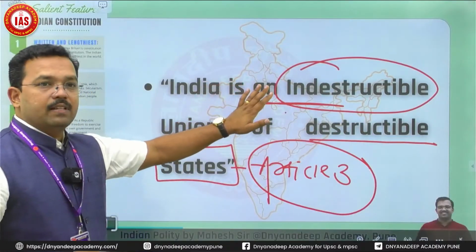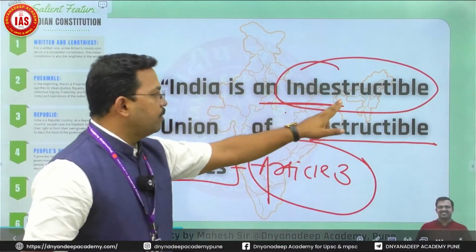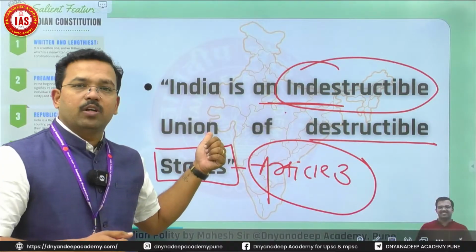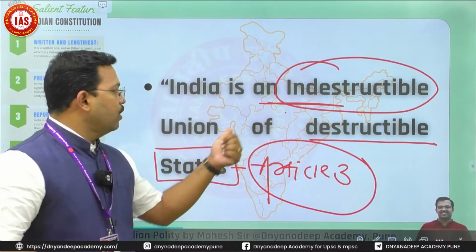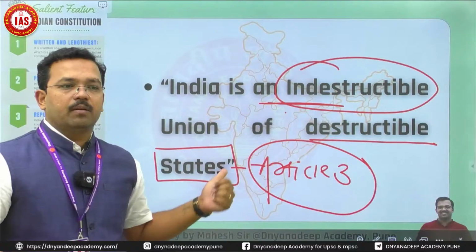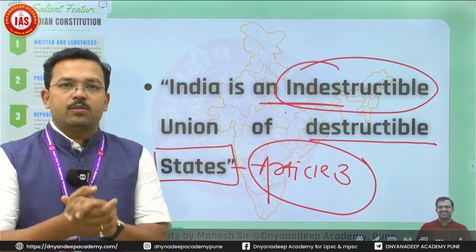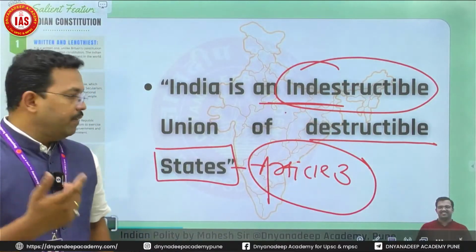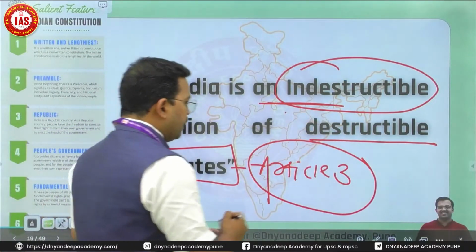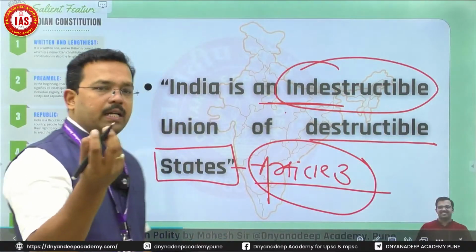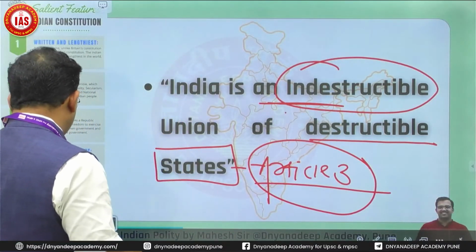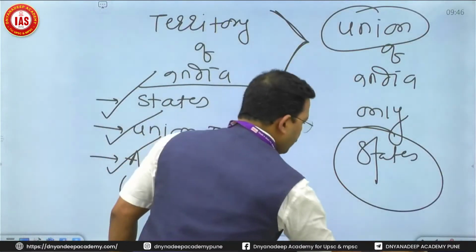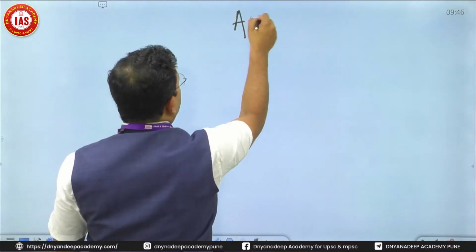Now, I repeat this line once again. India is an indestructible union. मतलब इंडिया से कोई भी देश बाहर नहीं जा सकता है of destructible states. इसका मतलब है we can change the state. So India is an indestructible union of destructible states. Destructible states, we can change the area and boundary of a state. I will just explain you Article 3 in short, which is also important for prelims. So what does Article 3 say?